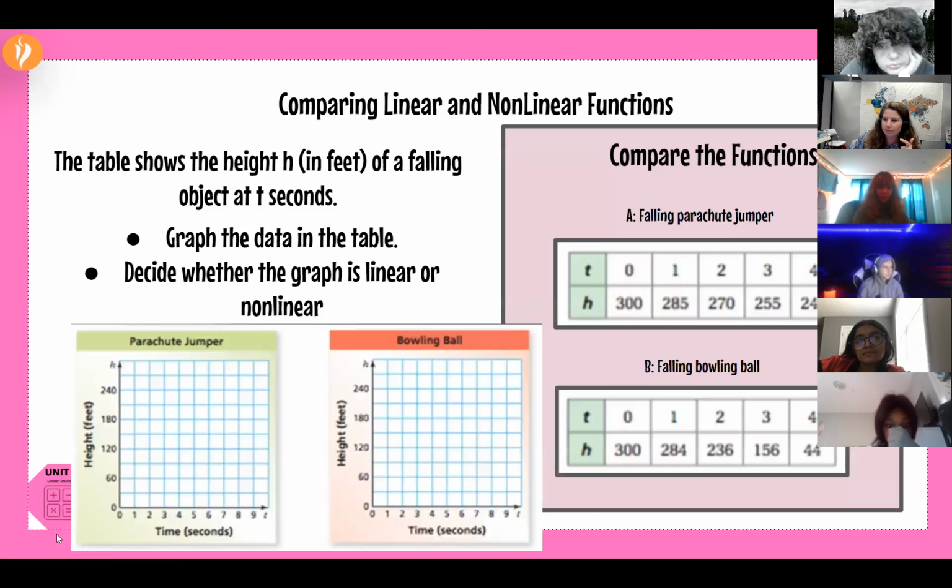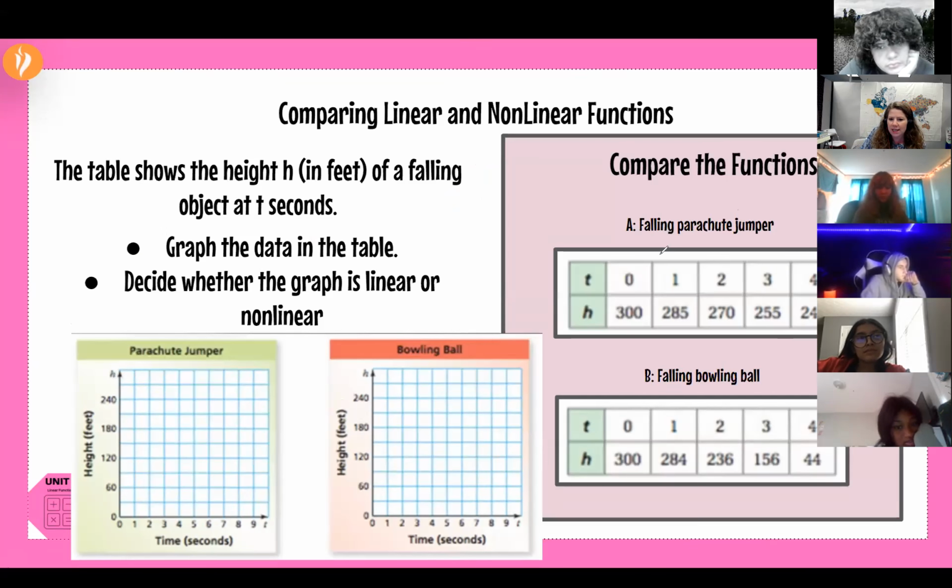Okie dokie. Now, I'm going to take the information on these tables and graph them, and then you're going to tell me whether this table and the graph represents a linear function. Okay, so let me get my pen going up here. This first one is basically a falling parachute jumper. This is the time and this is the height from the ground. At 0 seconds, this parachuter was 300 feet from the ground, right there, okay?